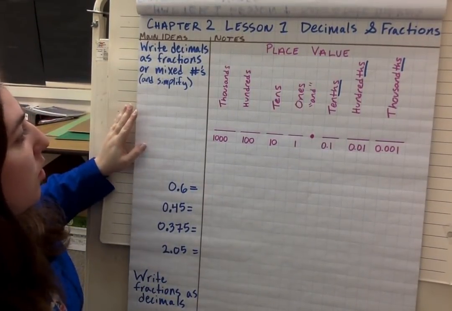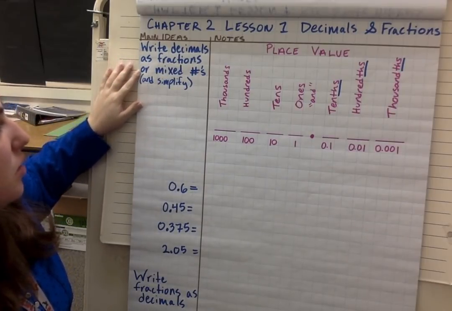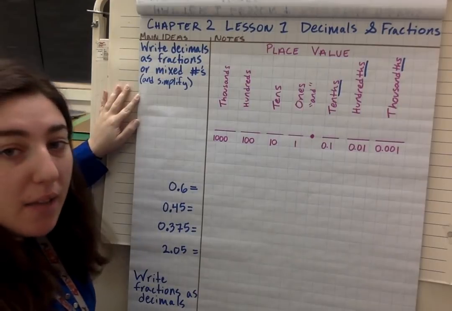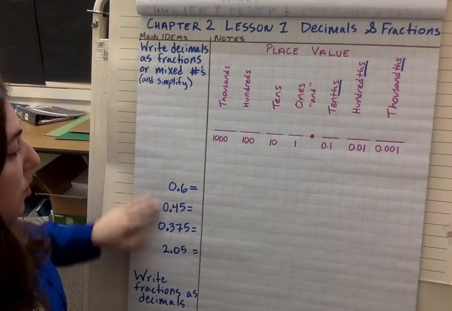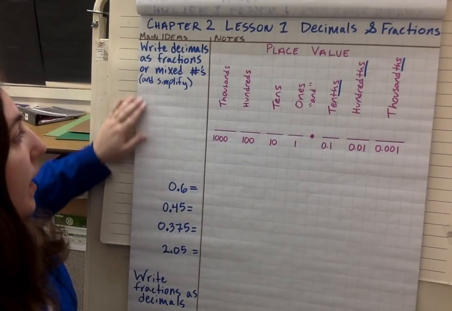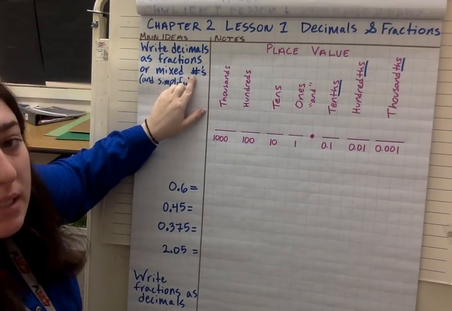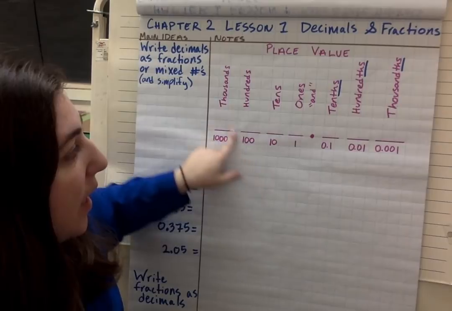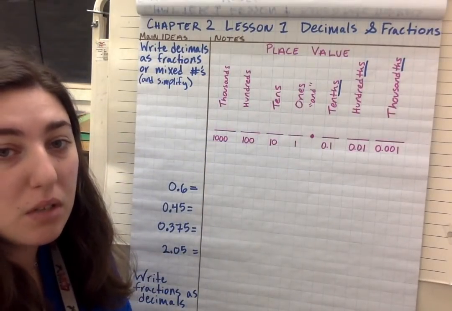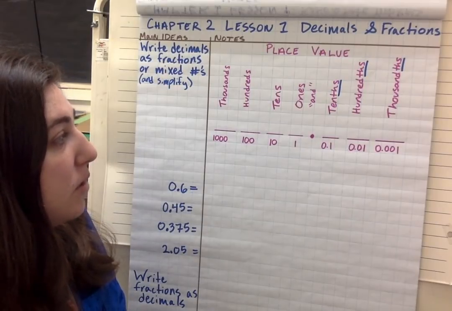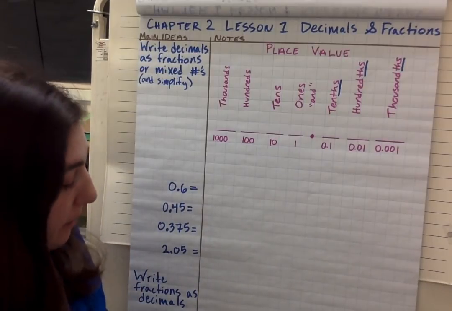Let's get started. So the first thing we're going to do is write decimals as fractions or mixed numbers. And then we have to remember to simplify, okay? So we're given these decimals right here, and we want to convert them, we want to write them as fractions or mixed numbers. And we're going to use this place value chart to help us. So hopefully this is review, okay? Hopefully this is something you did in 5th grade, but it's okay if you forgot or if you maybe didn't learn it. We'll learn it today.